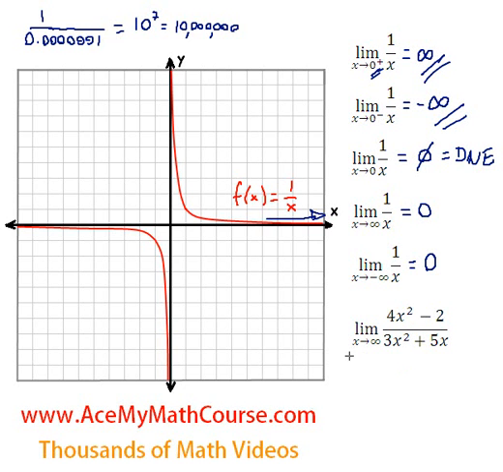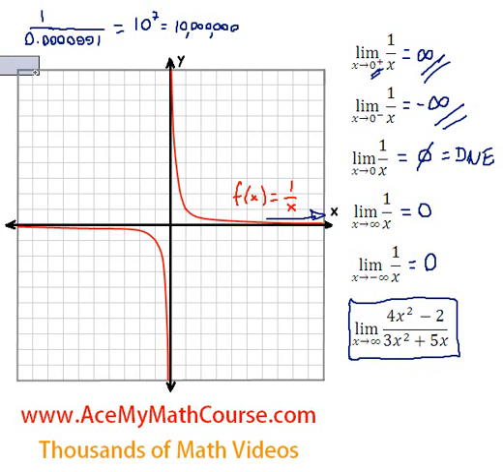Now, just to wrap up our introduction, I want to figure this out though. What is the limit as x approaches infinity for this rational expression here? Sorry, I blanked out for a second. So 4x squared minus 2 over 3x squared plus 5x.